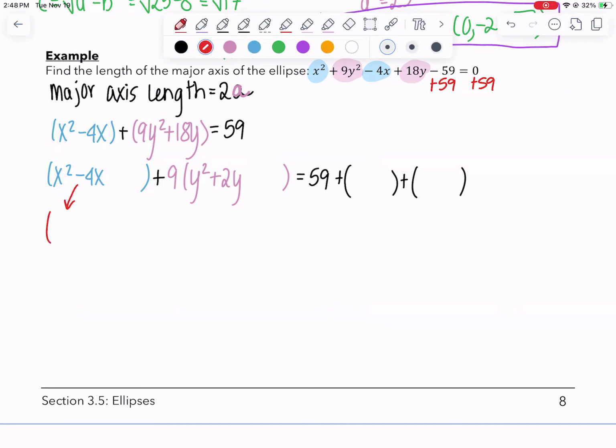Come down here, you're taking -4, you're dividing it in half, you're squaring it. -4 divided by 2 is -2. -2 squared is 4. So you're adding 4 here. There's technically like a 1 outside here. So if you want to do the multiply by the outside thing, 4 times 1 is 4. So you're adding 1 times 4.